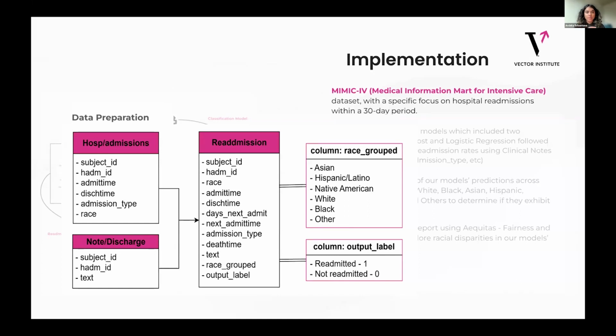Now, within this readmissions table, we added two different columns, which were race grouped and output label. The race grouped column essentially grouped all the different races within our admissions table into six major race groups, which were Asian, Hispanic/Latino, Native American, white, Black, and others. The output label, on the other hand, was another column that indicated whether a patient would get readmitted or not, with values of 0 and 1.